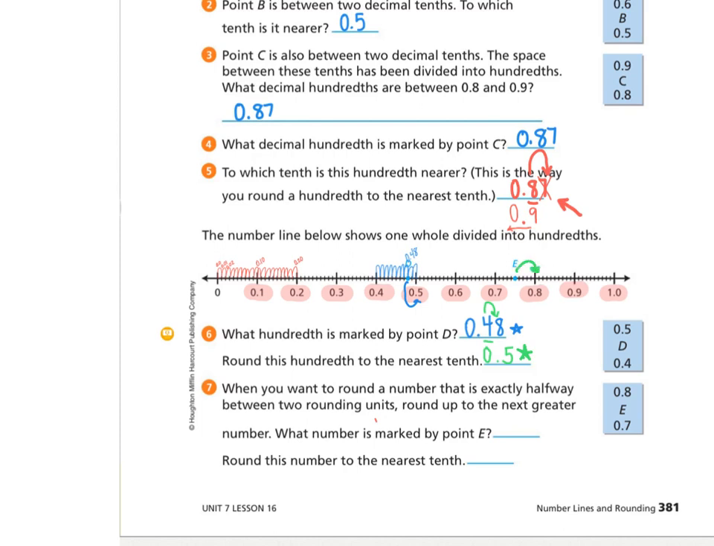So what number is marked by E? You should have said 0 and 75 hundredths. That rounded to the nearest tenth is 0 and 8 tenths. If I used my rounding, I would have underlined the digit, look next door, 5 is greater, so 7 becomes an 8.